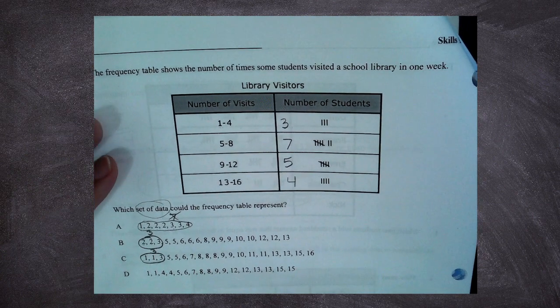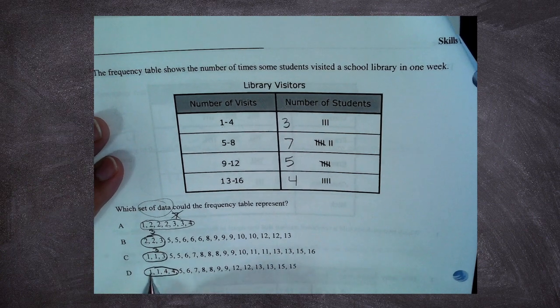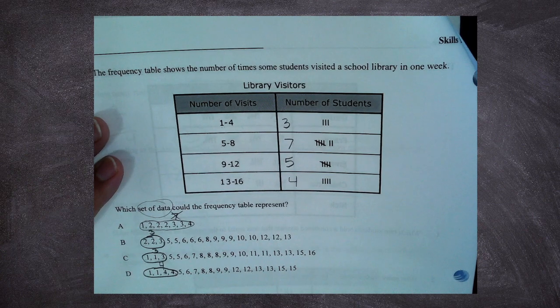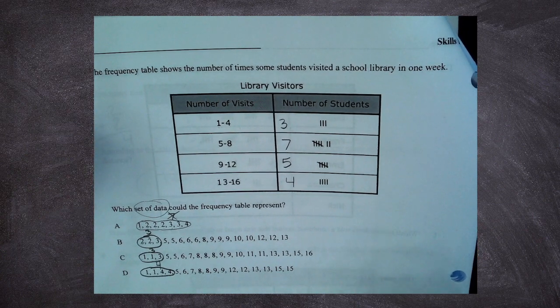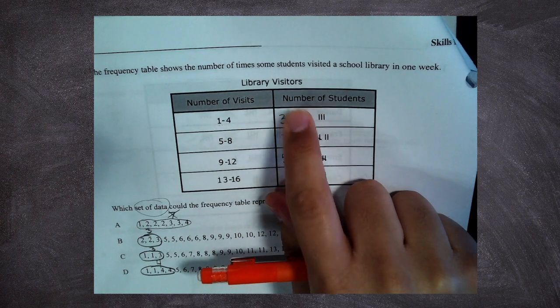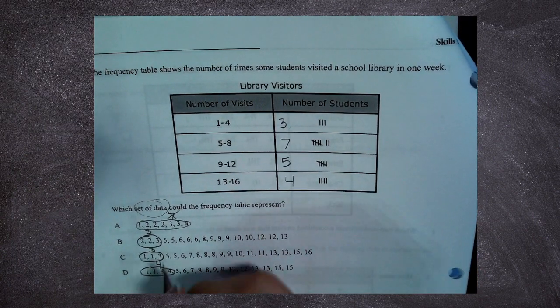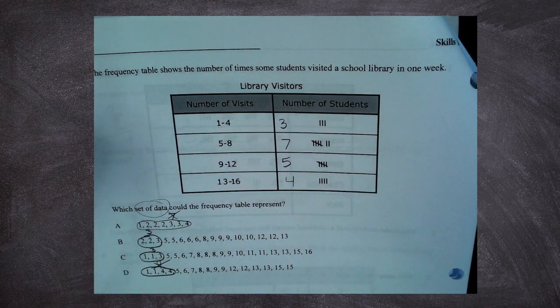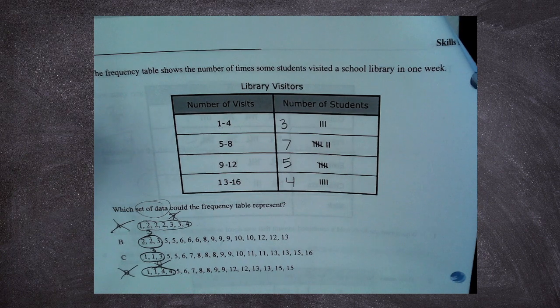And answer choice D. 1, 2, 3, 4. 4 people. That doesn't match. We should have had 3 people. They have 1, 2, 3, 4. Okay. There's 2 answer choices gone.